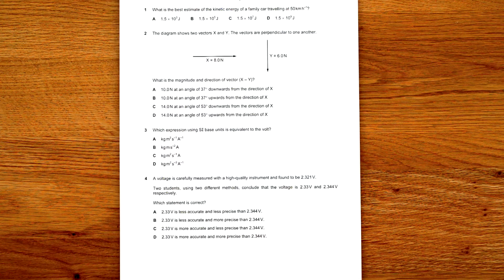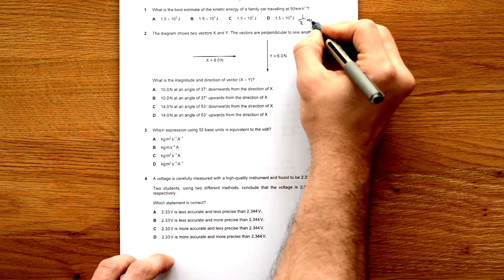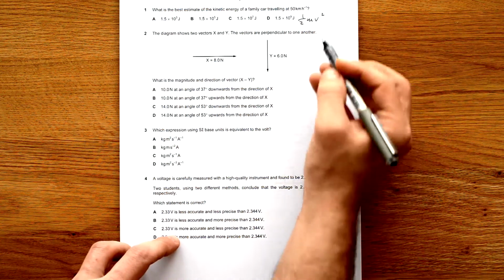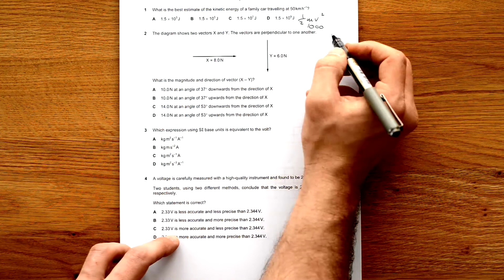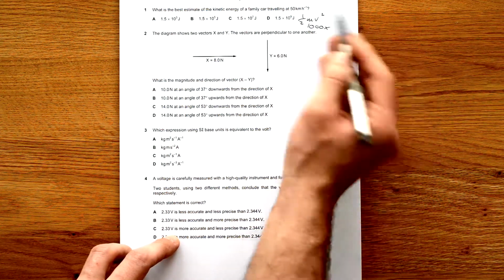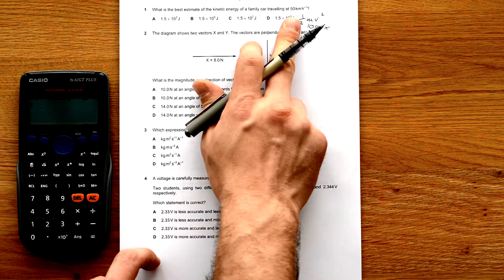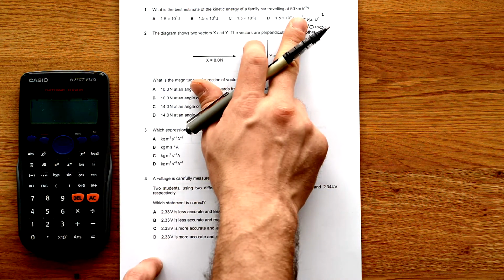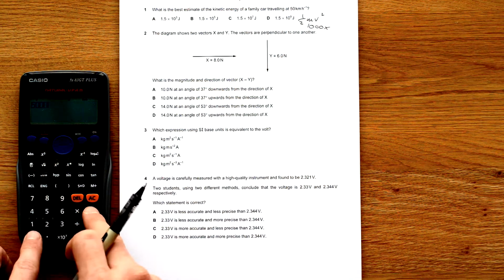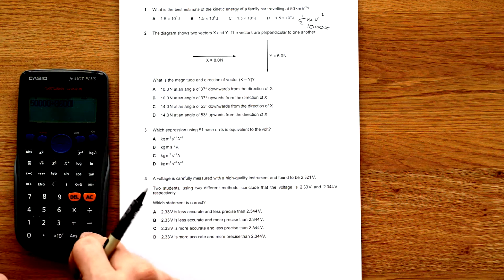Number 1, what is the best estimate of the kinetic energy of a family car traveling at 50 kilometers per hour? Now, of course, kinetic energy is half mv squared. So why don't we say that the mass is about 1,000 kilograms, about a ton. 50 kilometers per hour. We want meters per second, so that's 50,000 per hour. So how many is that per second? What we have to do is divide by 3,600.